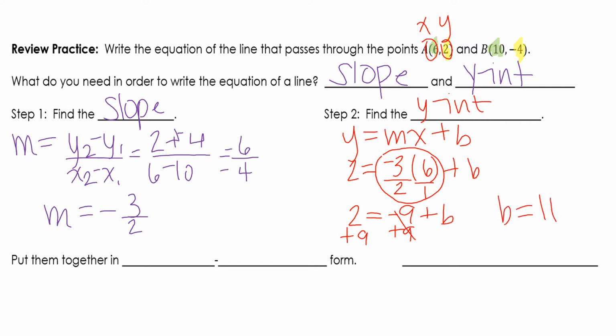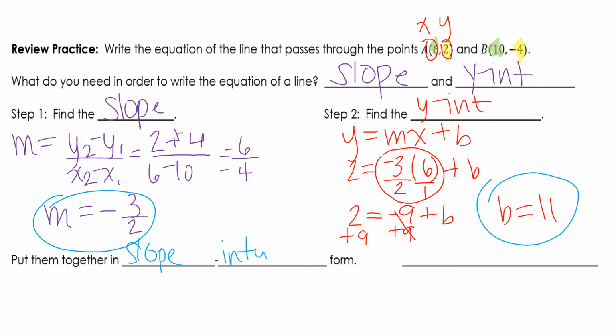So now we're going to take the slope and the y-intercept, and we're going to put them together into slope-intercept form. And that is going to give us y equals -3/2 x plus 11.